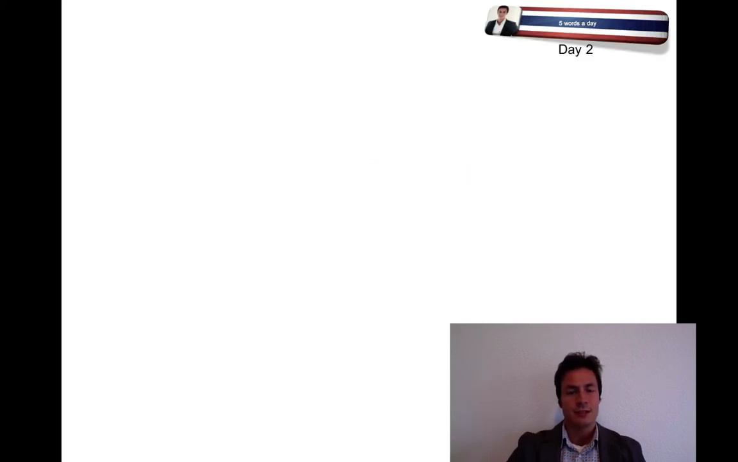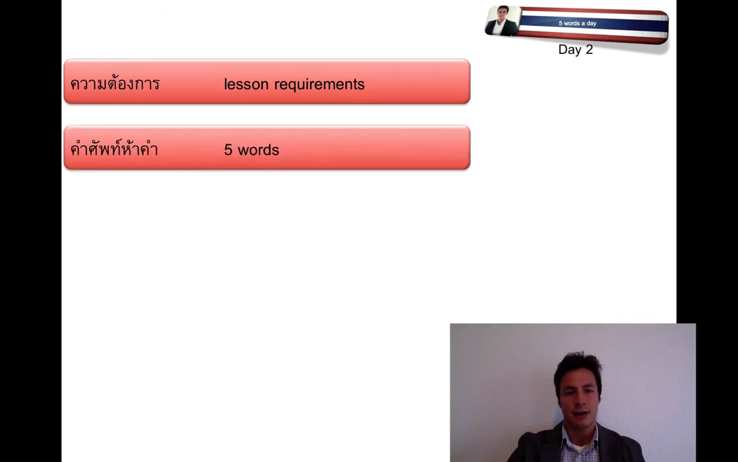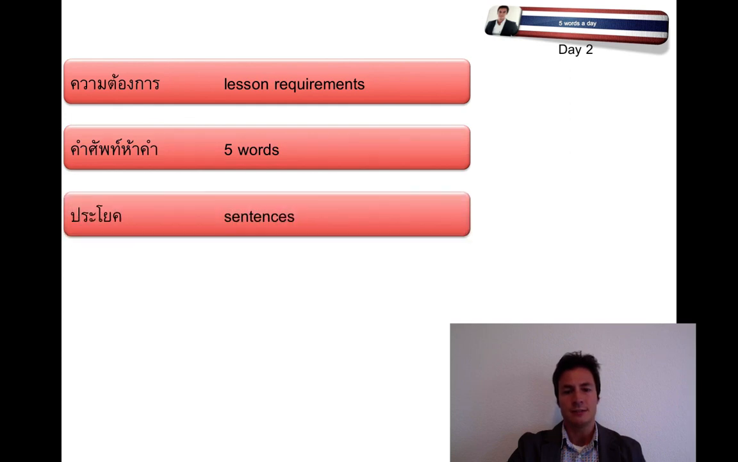The structure of this lesson will be that first of all I mention the lesson requirements. Secondly, the 5 words that are new in this lesson, and then we will have a look at sentences combined together with these 5 words and the ones we learned before.